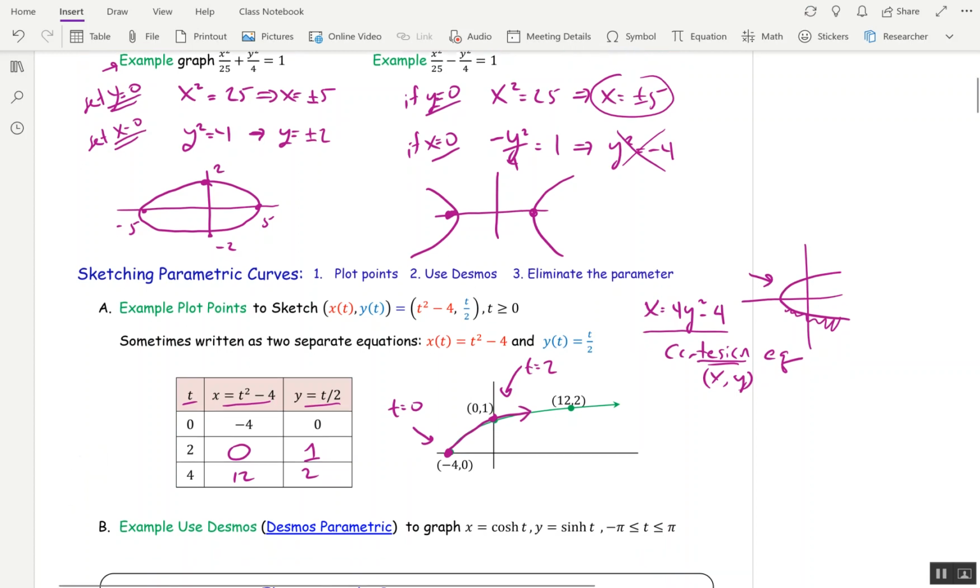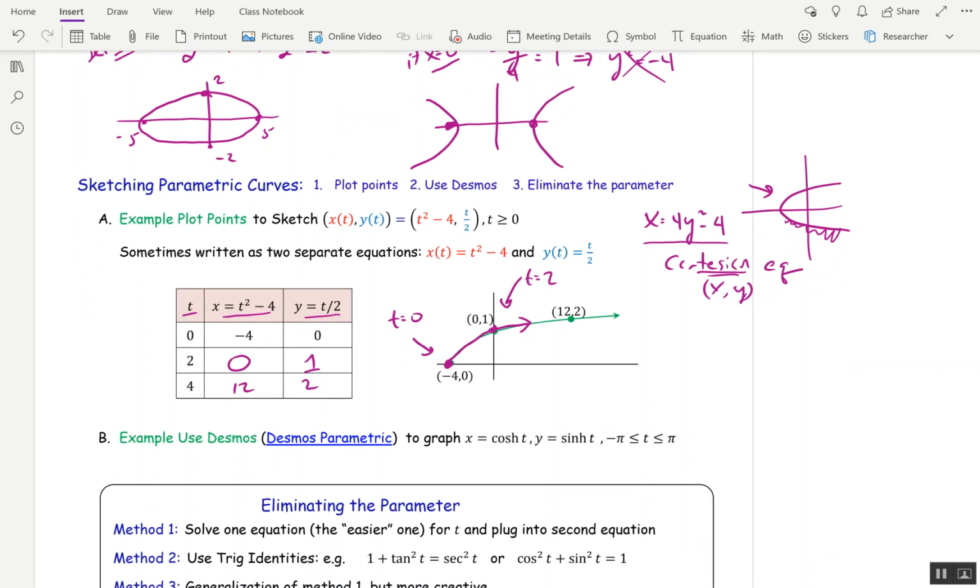Plotting points isn't always going to work, plus it's a little bit slow. So another way to plot a parametric curve, a great way, is to use some technology. Desmos plots parametric curves. For example, doing this table method might be very, very difficult for this equation. X is cosh t and y is sinh t. T goes from negative pi to pi. So let me just switch to Desmos and show you how to do that.